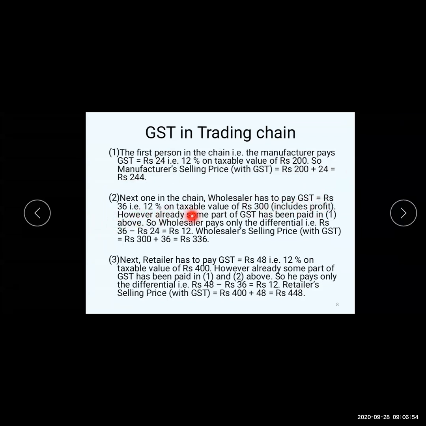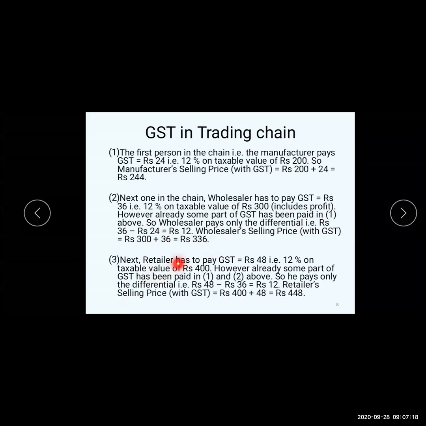Now next one in the chain, the wholesaler has to pay GST equal to rupees 36, that is 12% on the taxable value of rupees 300, which includes profit. However, already some part of GST has been paid above. So the wholesaler pays only the differential, that is rupees 36 minus 24, which is rupees 12. So the wholesaler is paying how much? Rupees 12 itself. Then the wholesaler's selling price with GST will be 300 plus 36, that is rupees 336.